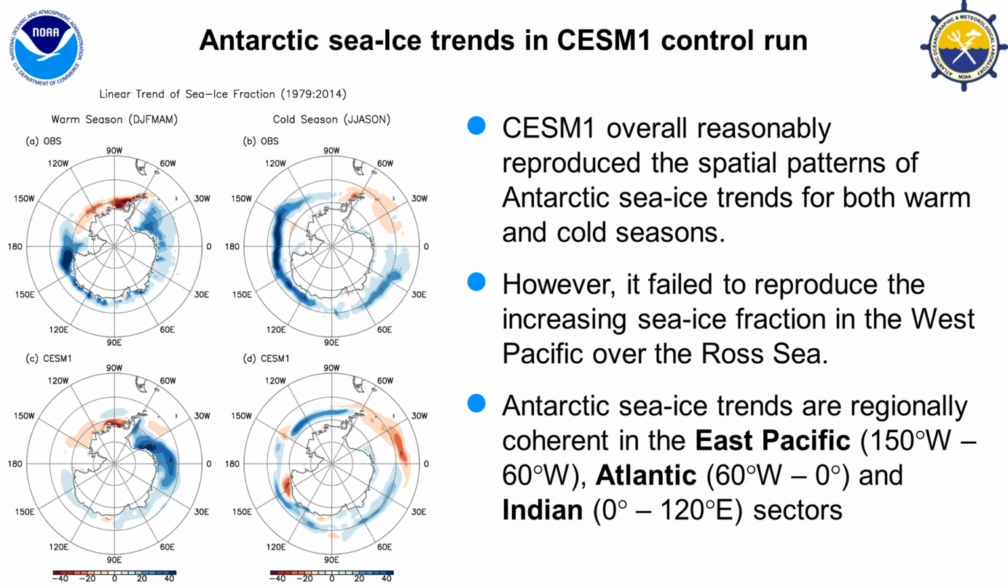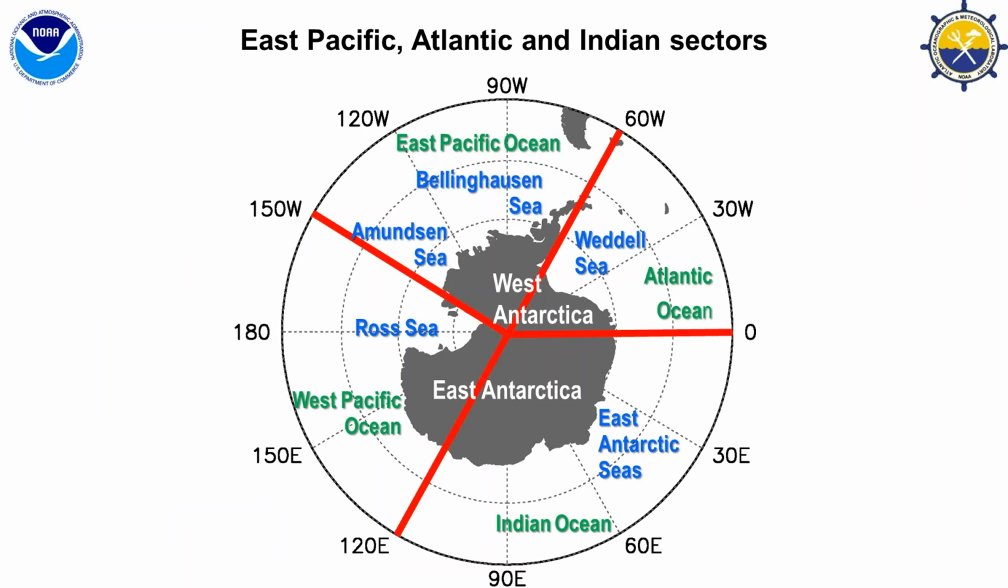So what I'd like to do is average over all longitudes for each sector and look at the model variables as a function of latitude. So I have the East Pacific sector, that's the Amundsen and Bellingshausen Sea, and a Weddell Sea sector, which I'll also call the Atlantic Ocean. And then this Indian Ocean sector and the West Pacific sector. My presentation today is mainly about that.